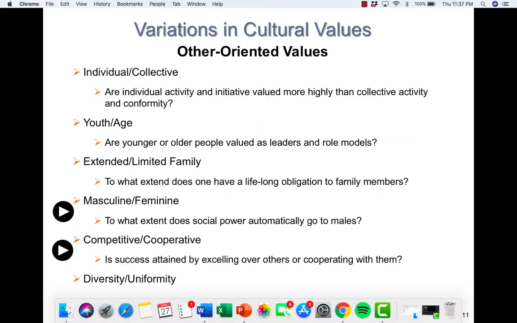Okay. And finally, we have cooperative or competitive. Is success attained by excelling over others or cooperating with them? Does everyone admire a winner? Cultures with more masculine and individualistic orientations tend to value competitiveness and demonstrate it openly, like in the US. In China, they teach cooperation and to succeed together from an early age.